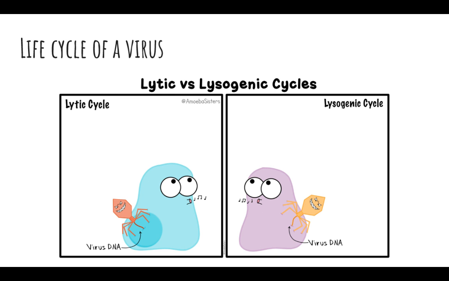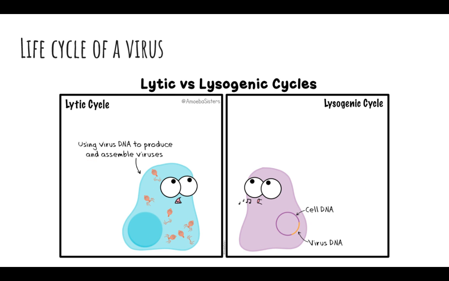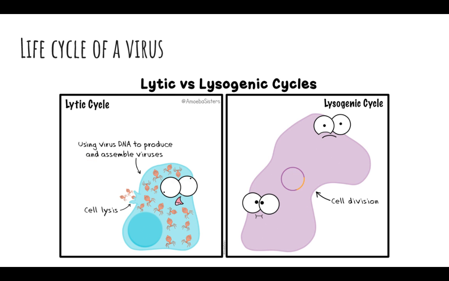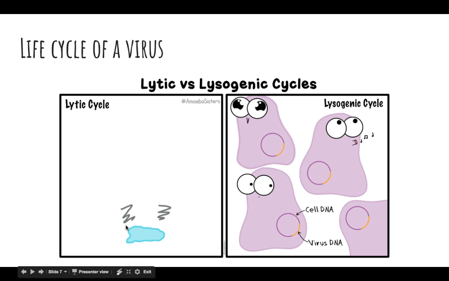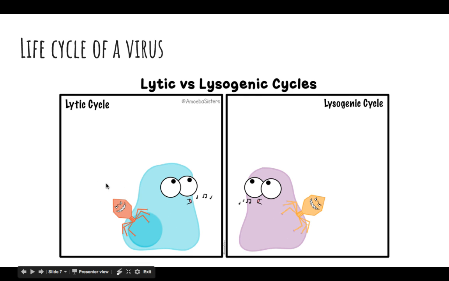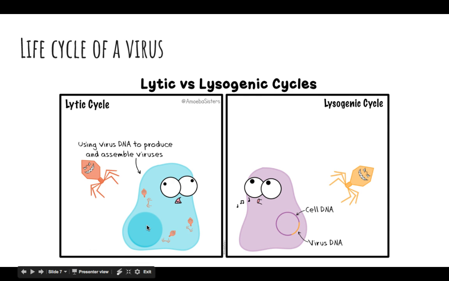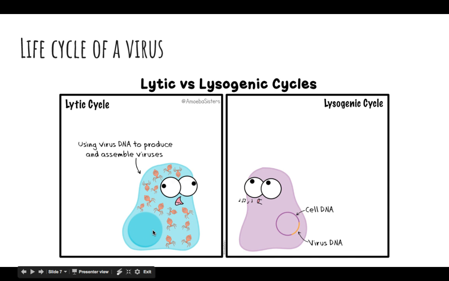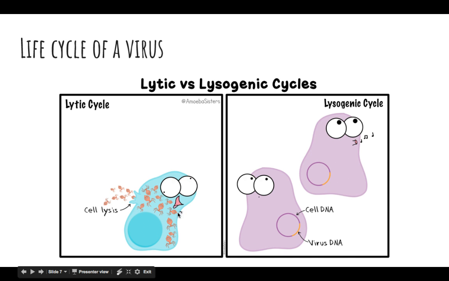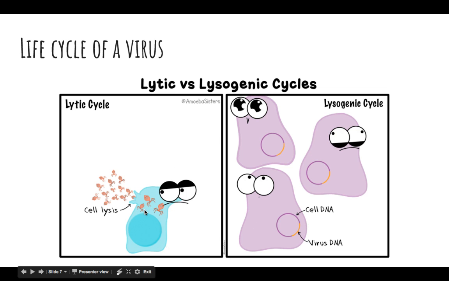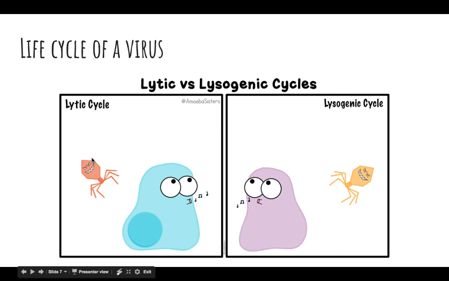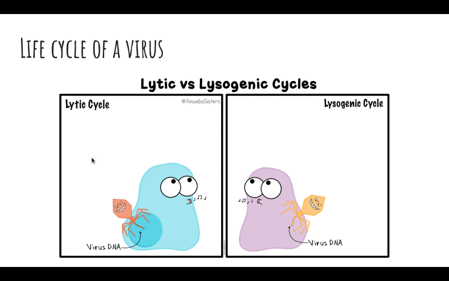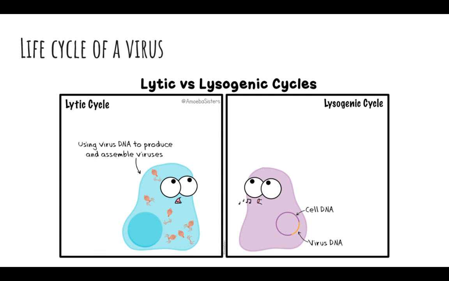So if we talk about the life cycle of a virus, we have two different cycles, the lytic and the lysogenic cycle. A lytic cycle is where a virus comes in and attacks a cell. The virus comes in and attacks the cell, it injects its DNA, and that DNA gets replicated, and all the viruses get replicated. And eventually, there are so many of them that it breaks out of the cell and kills the cell, because basically, once you break through the cell membrane, the cell will die.